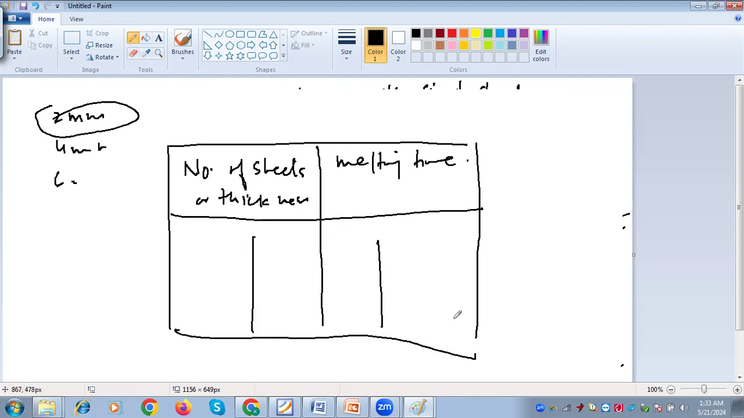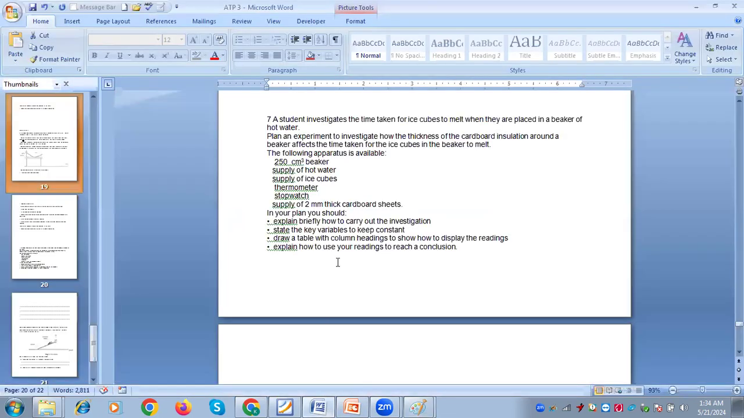Just you have to write down the conclusion. What will be the conclusion? When the number of sheets or thickness of sheet increases, the melting time decreases, because more heat goes to the ice cubes. Okay, here you need to wear gloves because this is hot water, for safety purposes.